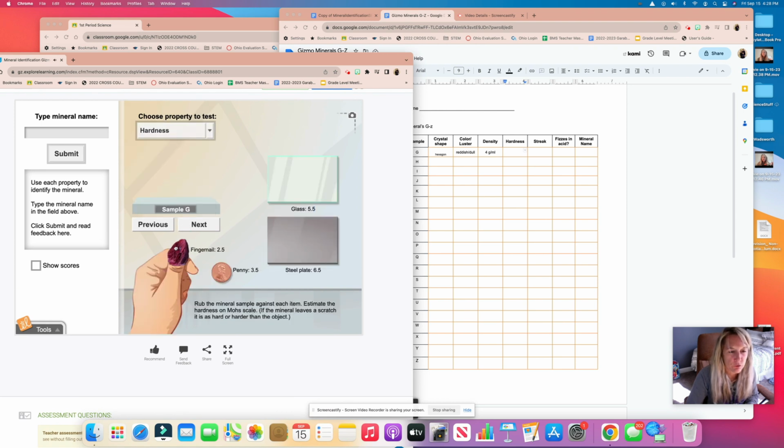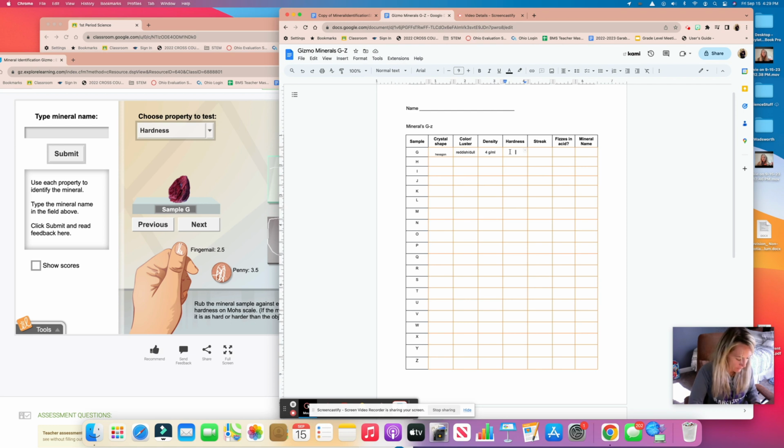All right, so first, yes, it scratches a fingernail. Has to be harder than the fingernail. Yes, it scratches a penny. Has to be harder than the penny. Yes, it scratches the glass. Has to be harder than the glass. And yes, it scratches the steel plate. So it has to be harder than the plate. So what I would put here is the hardness is above 6.5, because it could be 7, but it could also be 8 or 9 or 10. So it's got to be one of those.